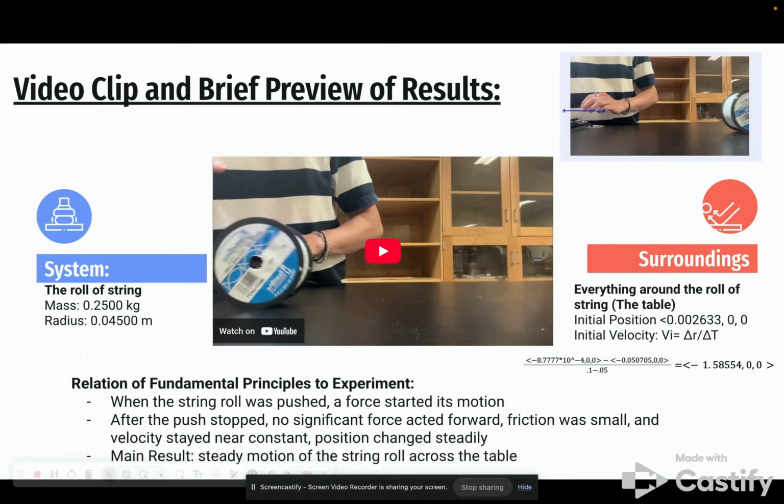In the video, the roll is first pushed, which applies a force and starts the motion. After the push stops, there's very little force acting on it, so the net force becomes close to zero. Because the net force is near zero, acceleration is also close to zero. That means velocity will stay constant, and that is why the roll continues moving steadily across the table. This motion was recorded and later analyzed using the Tracker software to measure position over time.